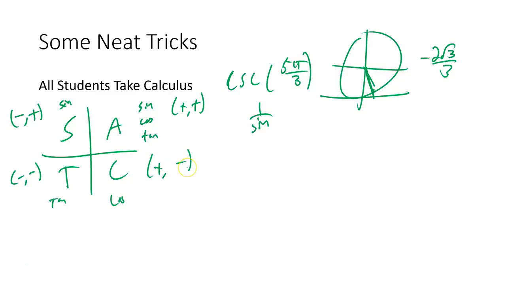So all students take calculus, and unfortunately, because of the cosecant and secant, the letters don't match up, but if you remember that cosecant is 1 over sine, you'll be able to know on the bottom all of those will be negative, and for secant, that's associated with cosine, so on the left side, the secant values will all be negative. Just kind of a way to remember positives and negatives.